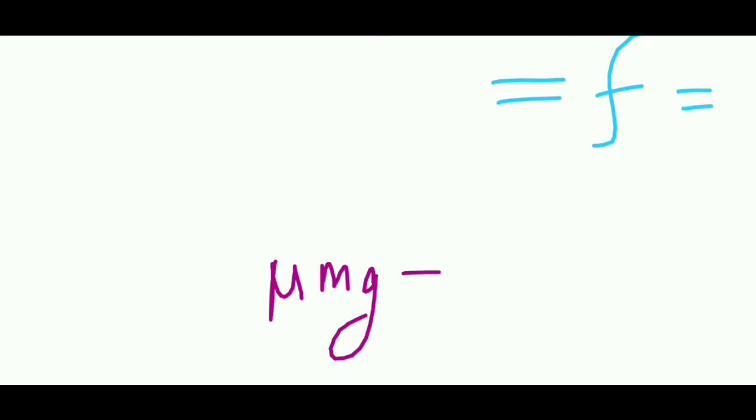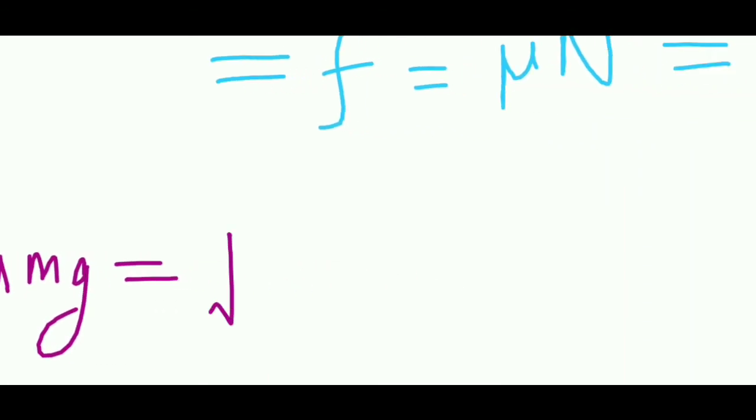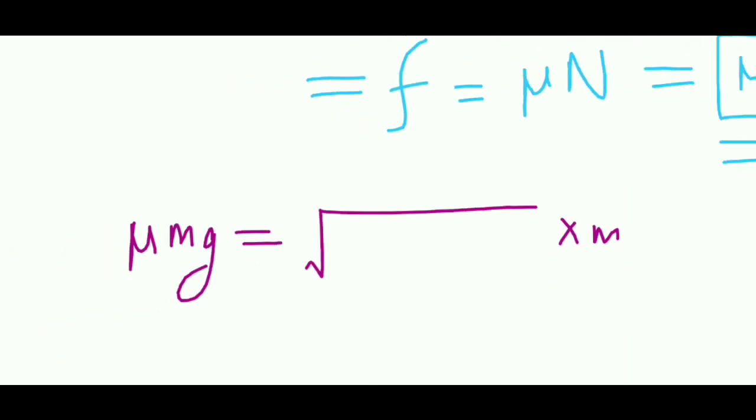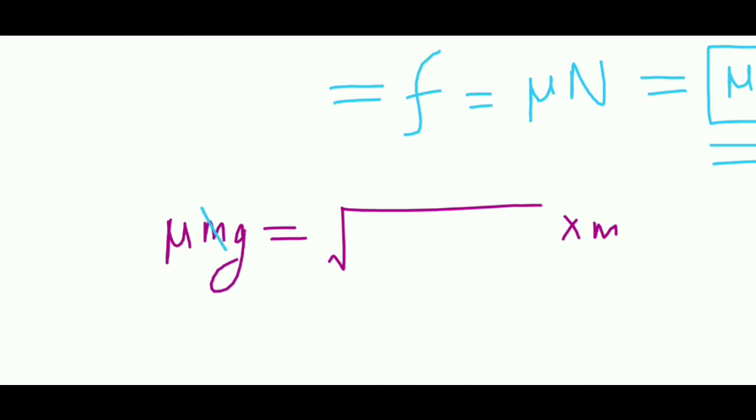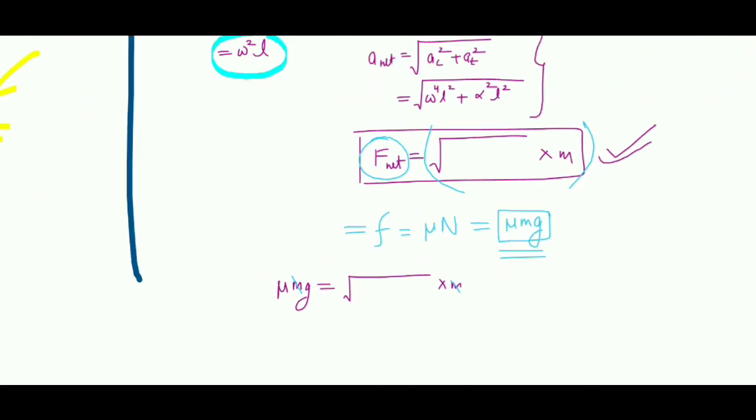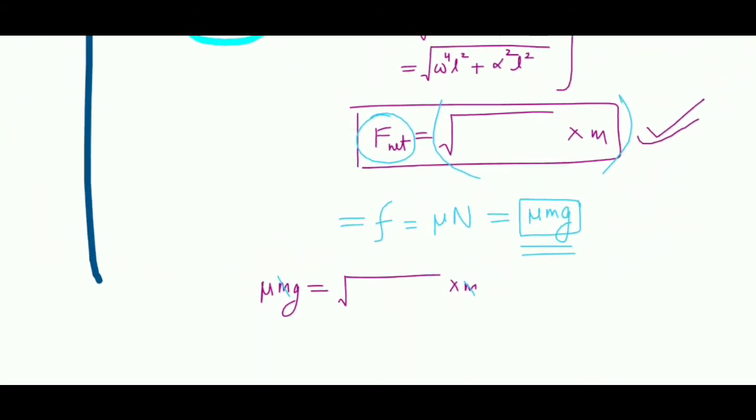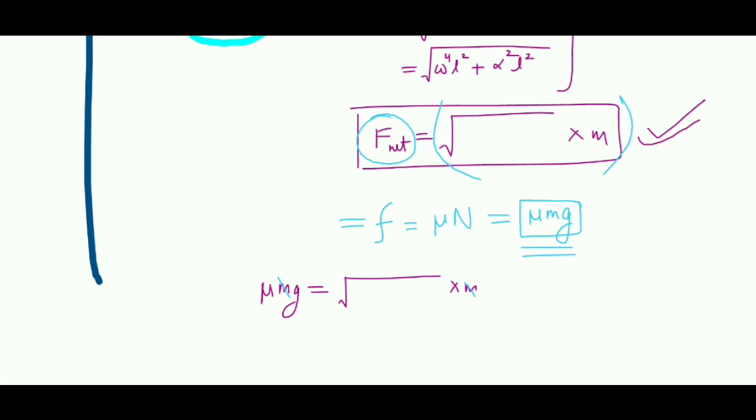Mu mg multiplied by this whole square multiplied by m. So m will get cancelled. I want to find omega. So square both the sides, so it will become mu square g square is equal to omega 4 L square plus alpha square L square. Bring alpha square L square on this side and L square again on this side, and then take 1/4 root.